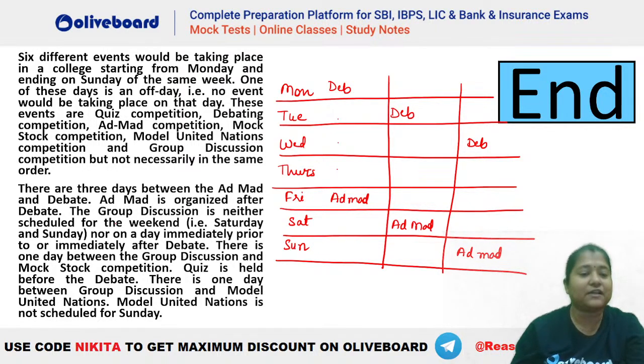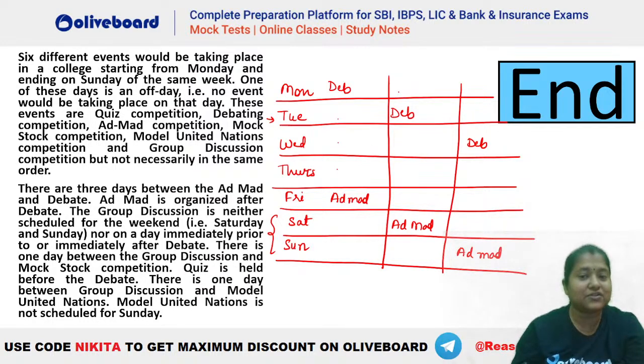Okay. After that, what is given? GD is neither scheduled for the weekend. That means GD cannot be here. And it is neither on a day which is immediately before or after debate. So you can see we cannot have this GD on Tuesday. So in this first case, it is either Wednesday or Thursday.